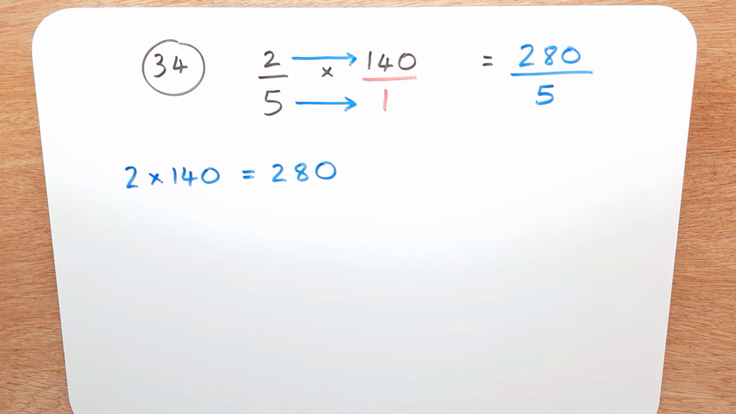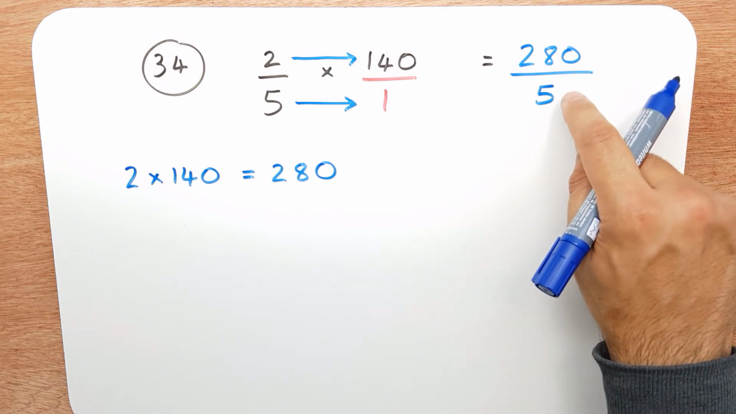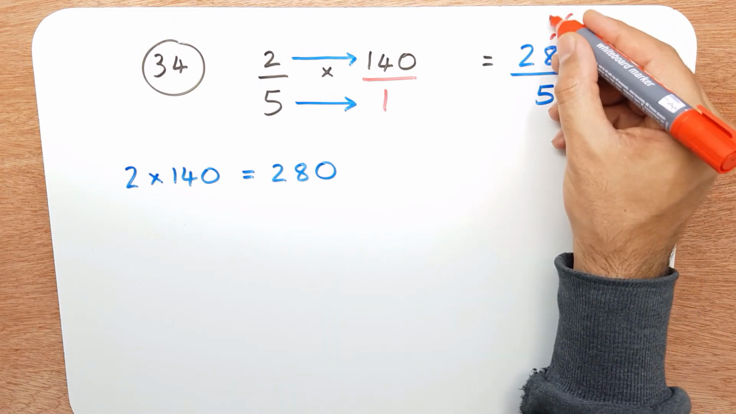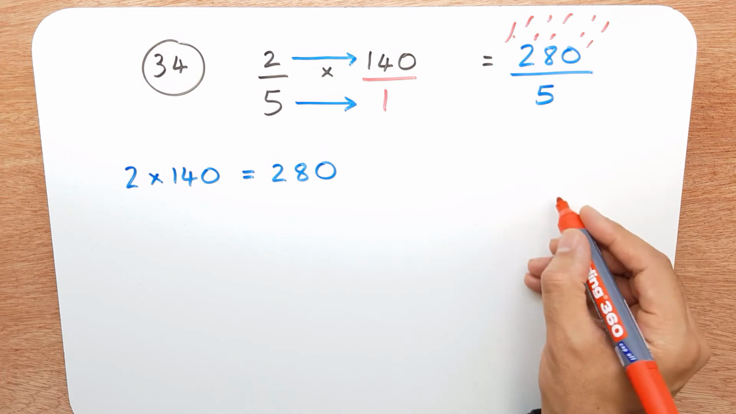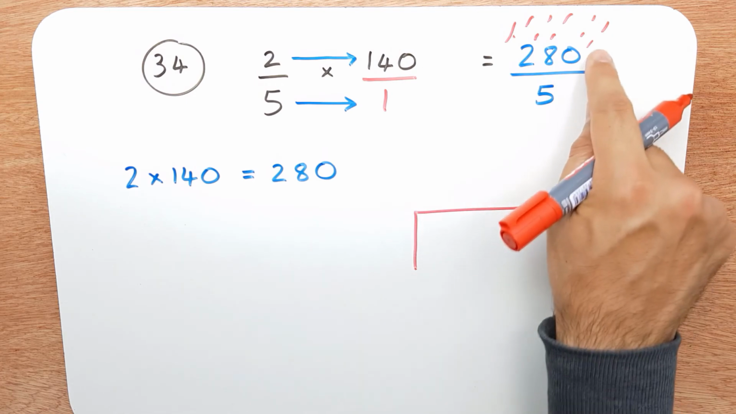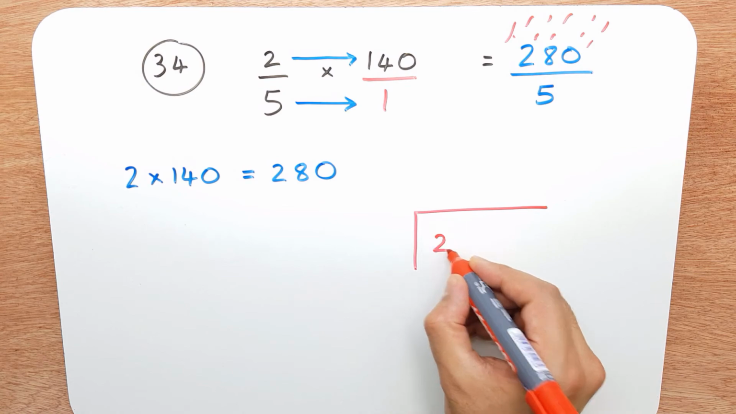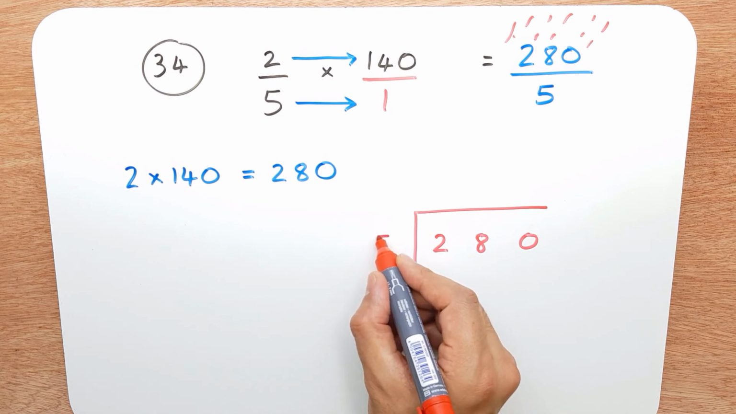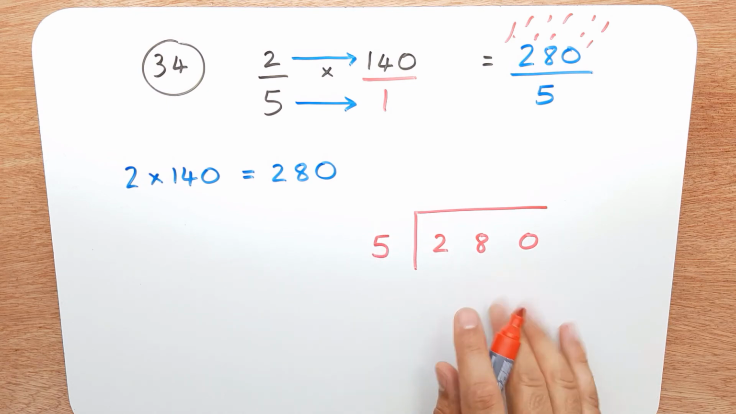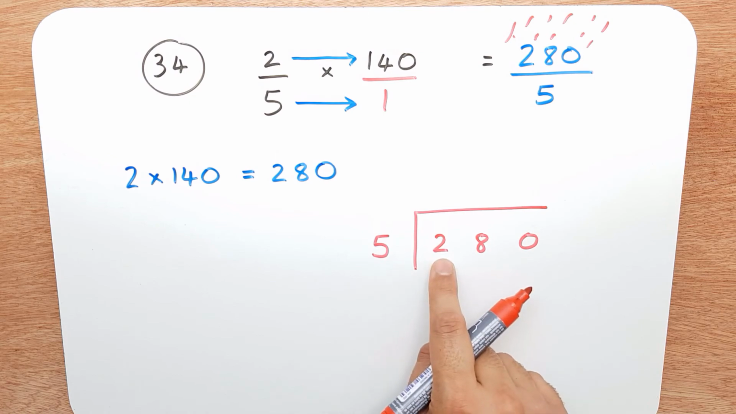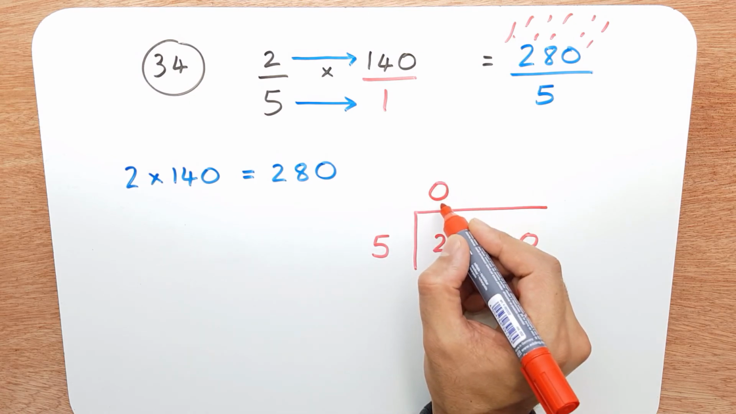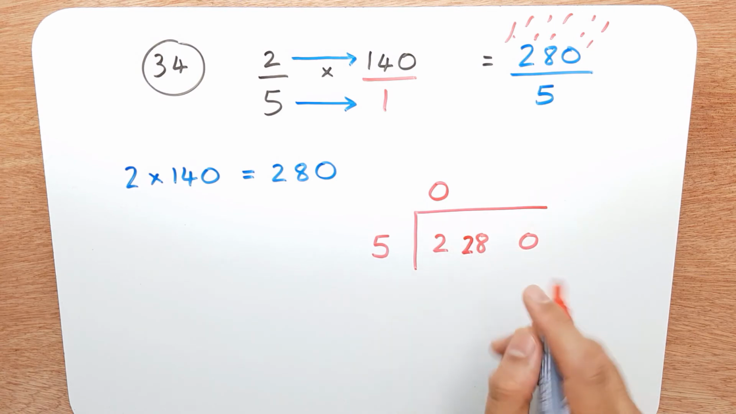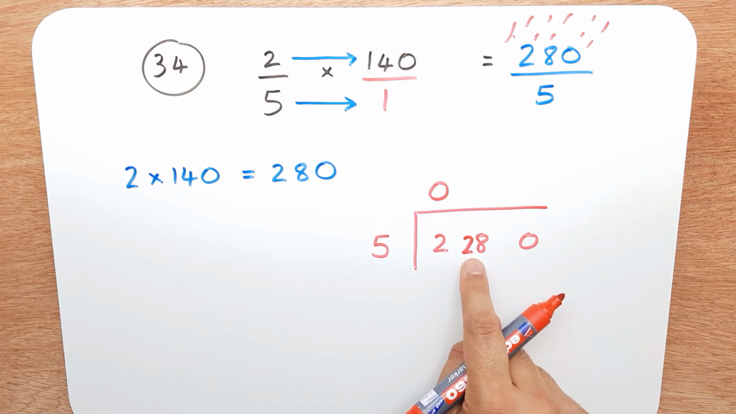Can I simplify it? Because it ends in 0, I know it's in the 5 times table. So I'll do the bus shelter. It's raining, the 280 is getting wet, so I'll build him a bus shelter. 280 goes inside and the 5 has to go outside. Now they're in the right place. So I ask myself, how many 5s are there in 2? Nothing. So this 2 gets carried over, so this becomes 28.